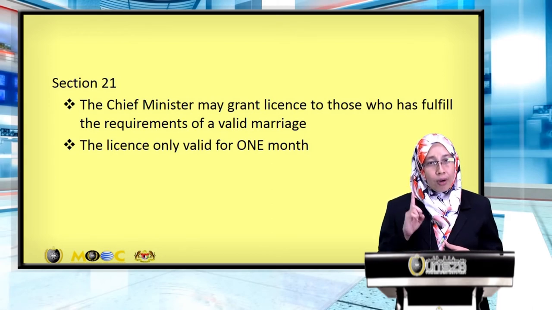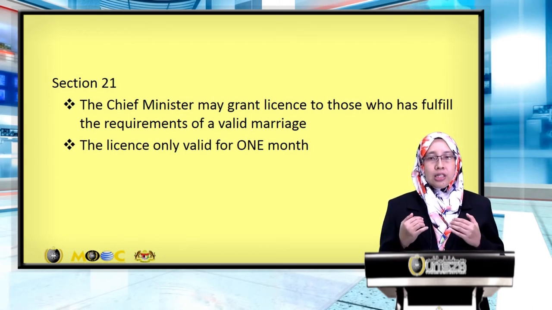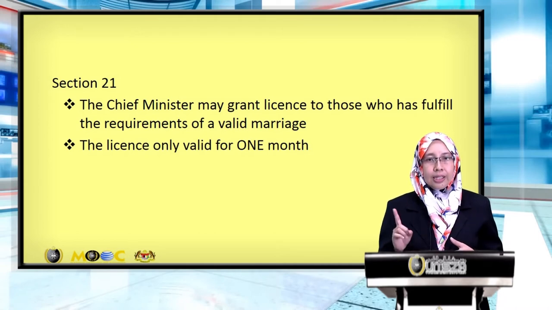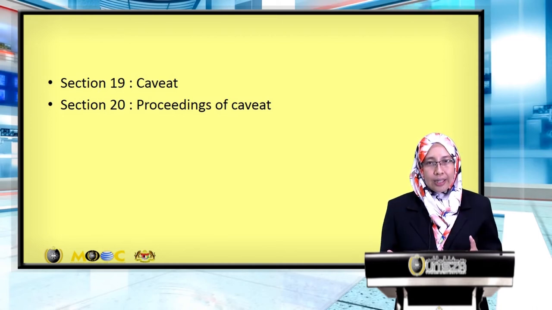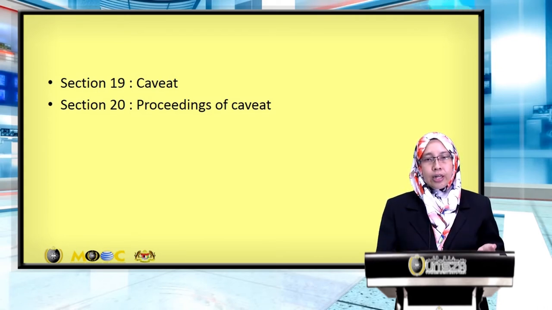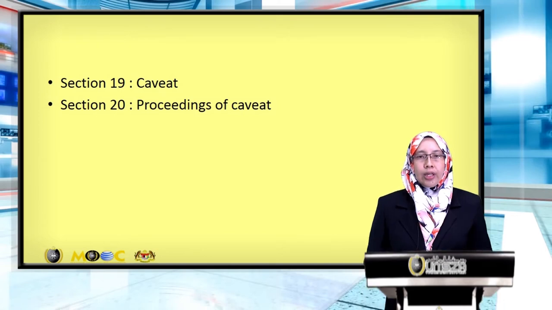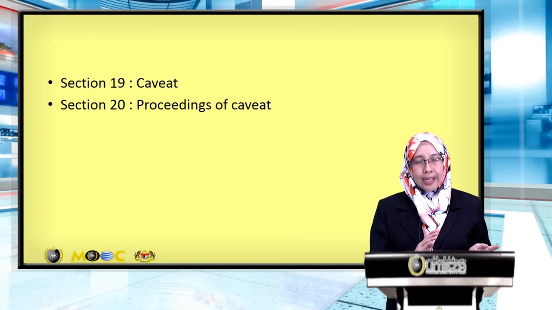And if any person wants to enter a caveat, the person can enter the caveat as stated in section 19. After the registrar receives the caveat, if any person who wants to object to the marriage, he can enter a caveat, and the same procedure will be applied as what has been discussed in the marriage by way of certificate. For those who want to contract a marriage by way of license, the marriage will become void if no license is given or issued by the registrar or chief minister.